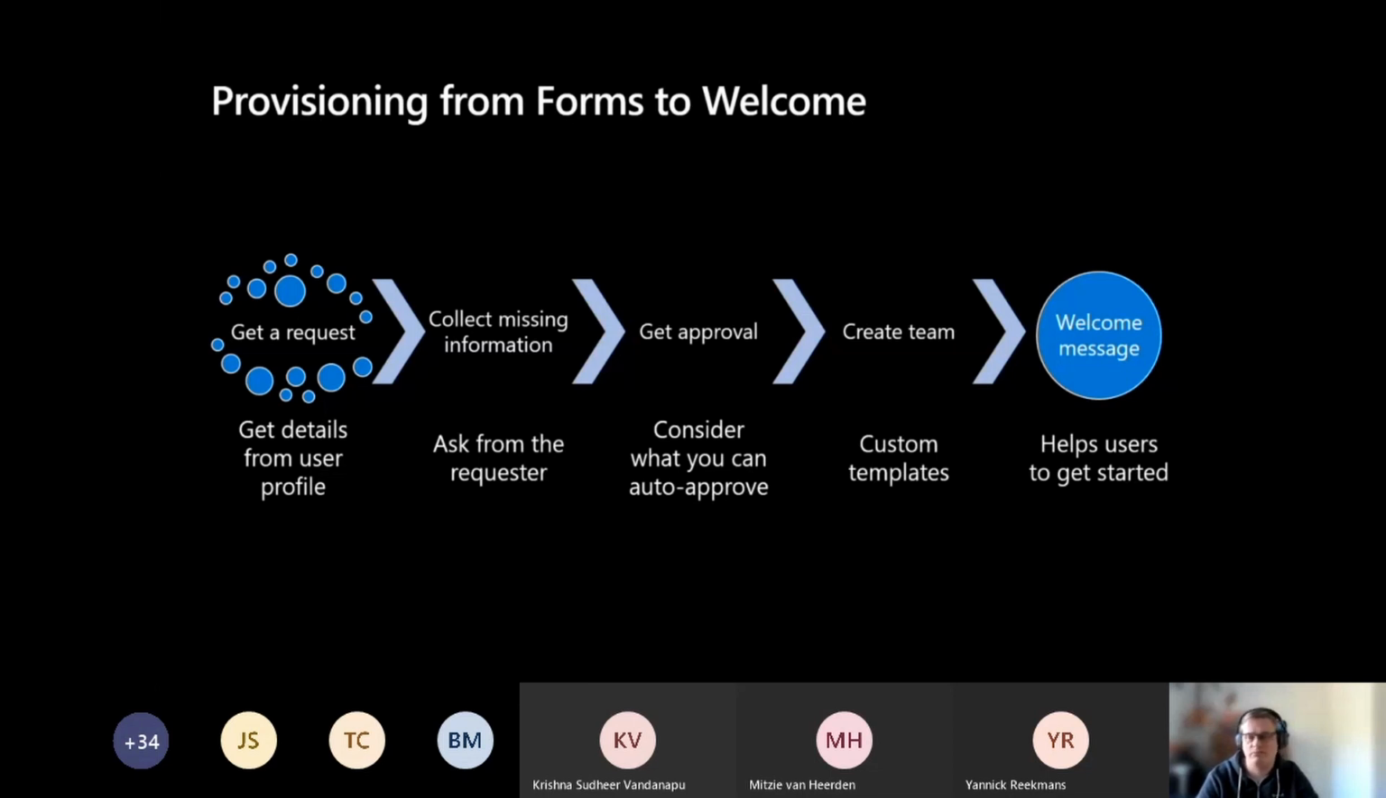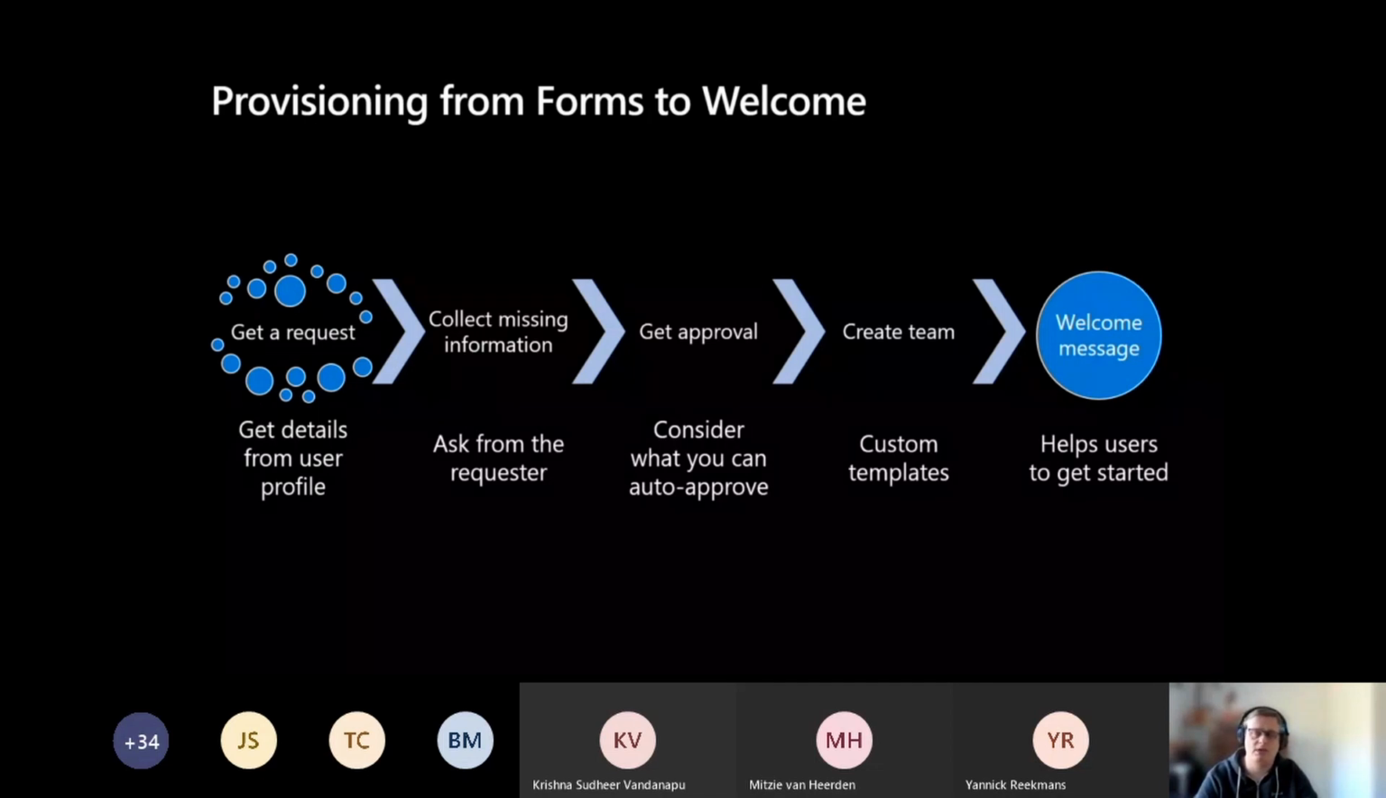So, a quick overview of how it goes. You get a request from Forms from somewhere. It doesn't really matter. And you can get some user details from the user profile. Then you can go and collect some missing information.